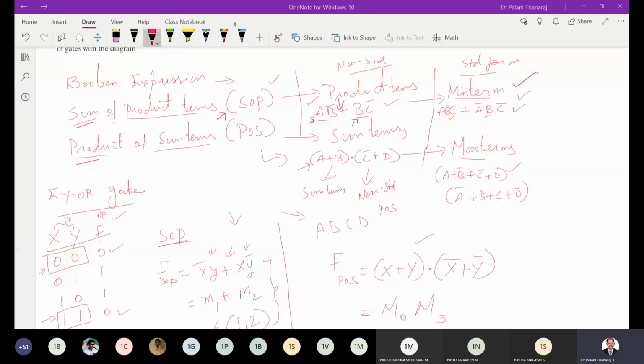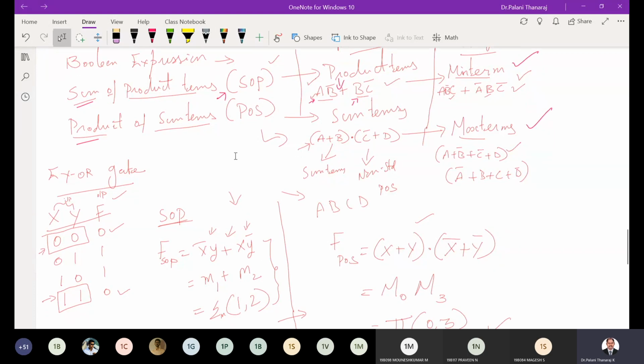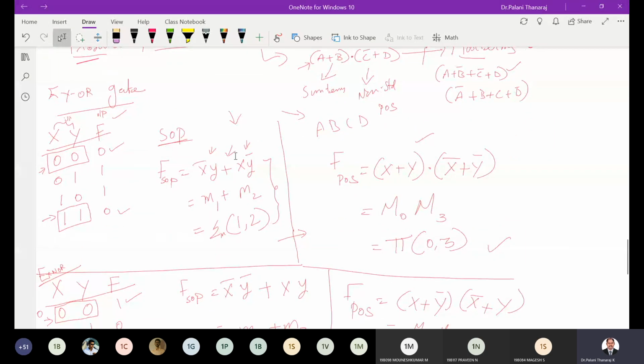Okay, so the terms are SOP, we are having product terms, and if it is a standard form, we call it as min terms. Min terms are represented as small m, and its decimal values. Likewise, for product of sum, it is sum terms, and if it is a standard form, we call it as max term. Here we try to use capital M with subscript of its decimal numbers. So we have taken XOR gate, and we have written for SOP and POS form. So you can see that.